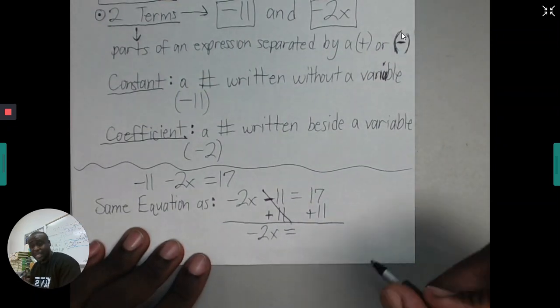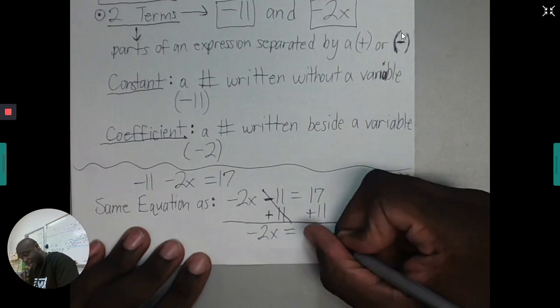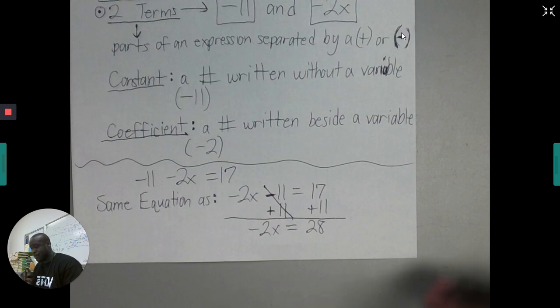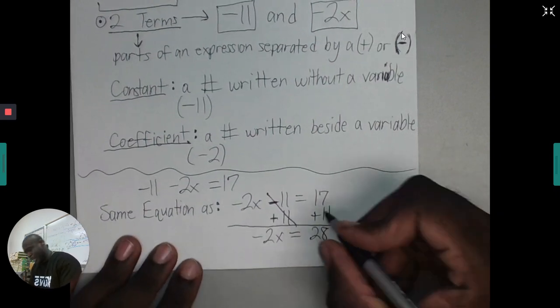17 plus 11 is, sorry, 28. Again, 17 plus 11 is 28. I thought the right thing but said the wrong thing.